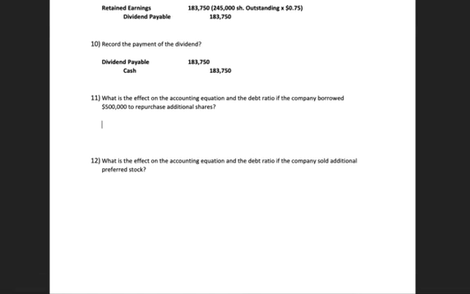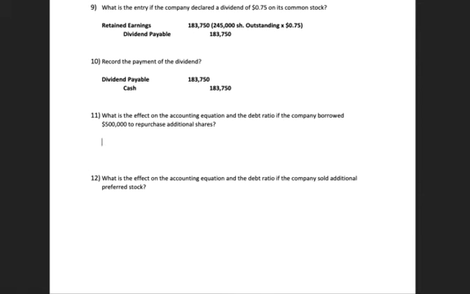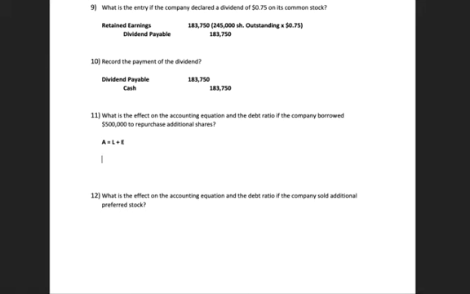So we're getting close to the end here. Number 11, what is the effect on the accounting equation and the debt ratio if the company borrowed $500,000 to repurchase additional shares? Okay, so is there a change to assets? First of all, let's think about that. Our accounting equation is assets equals liabilities plus equity. So they're asking us, what's the effect on the accounting equation?